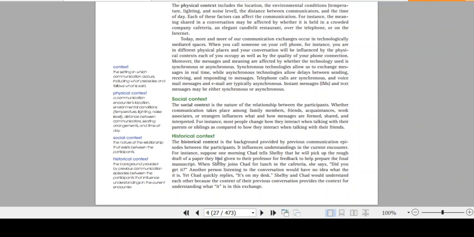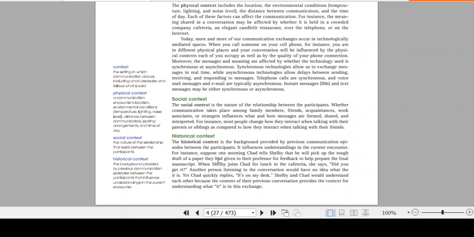For instance, suppose one morning Chad tells Shelby that he will pick up the rough draft of a paper they had given to their professor for feedback to help prepare the final manuscript. When Shelby joins Chad for lunch in the cafeteria, she says, "Did you get it?" Now, another person listening to the conversation would have no idea what that it is. Chad quickly replies, "Yes, it's on my desk." So Shelby and Chad would understand each other because the content of their previous conversation provides the context for understanding what "it" is in the exchange.